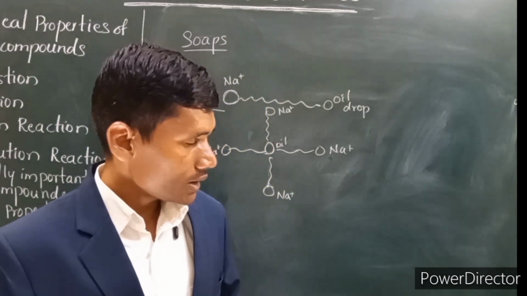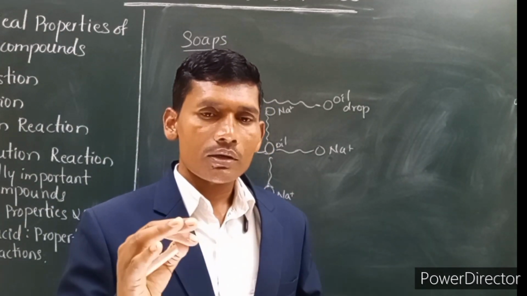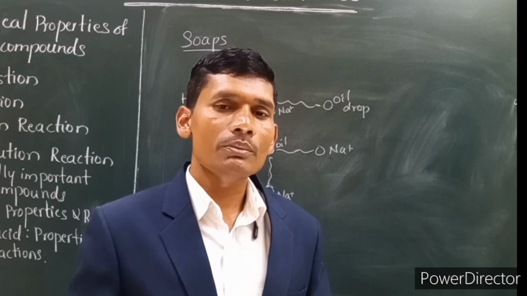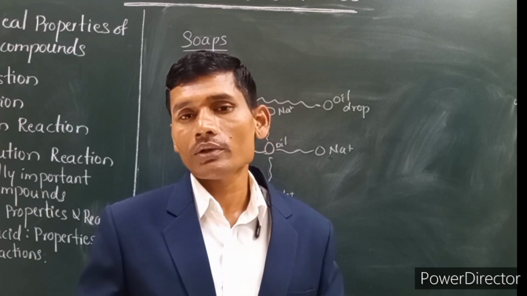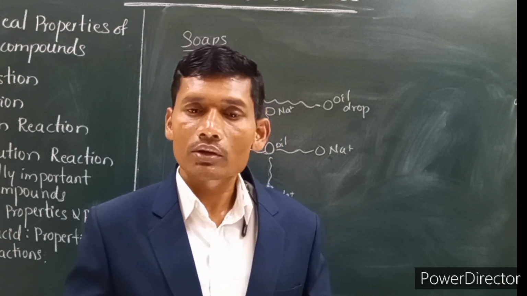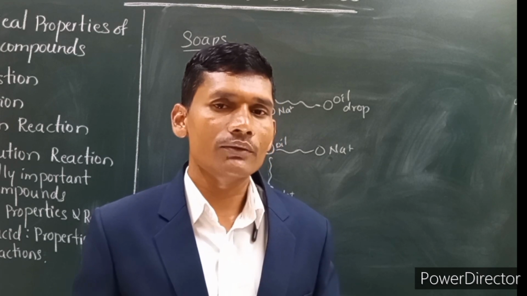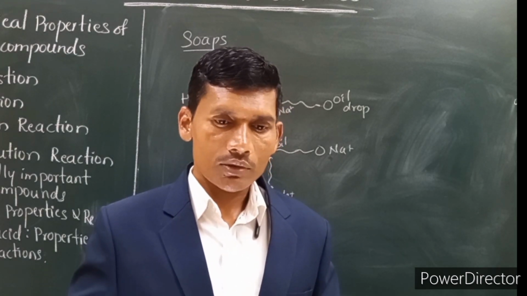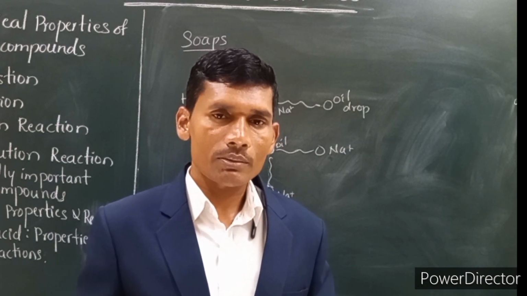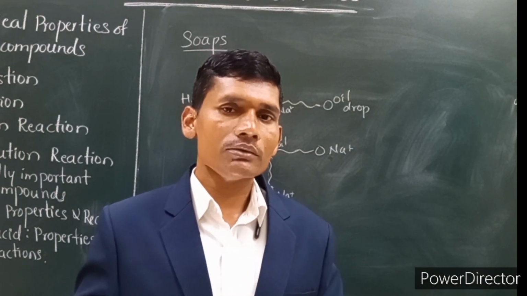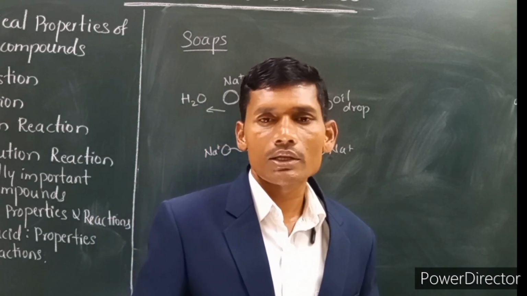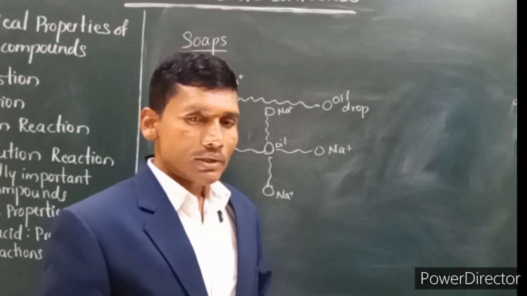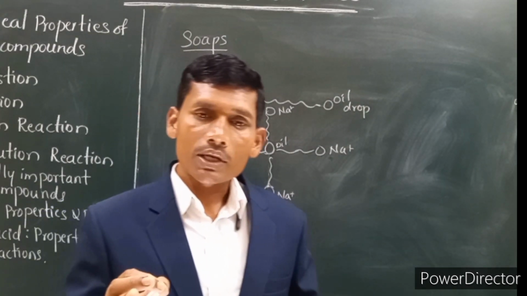Next, coming to soaps and detergents: detergents are used in preparing shampoos or products for washing clothes. For example, liquids for washing machines, detergent powders, or detergent cakes. They use these substances, which we call detergents. So this is all about carbon and its compounds.